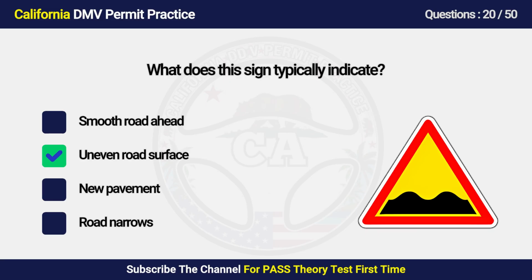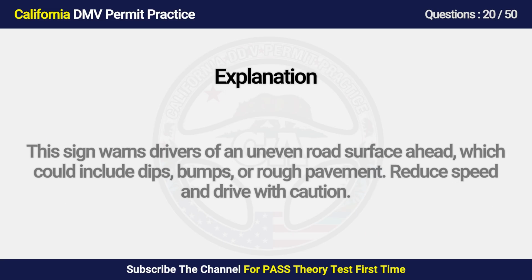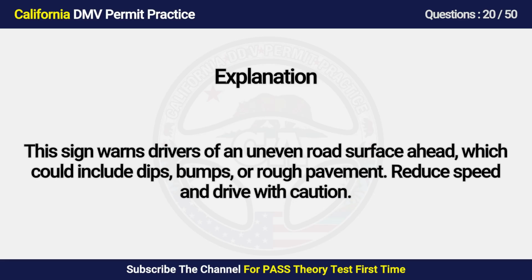Answer is B. Uneven road surface. This sign warns drivers of an uneven road surface ahead, which could include dips, bumps, or rough pavement. Reduce speed and drive with caution.